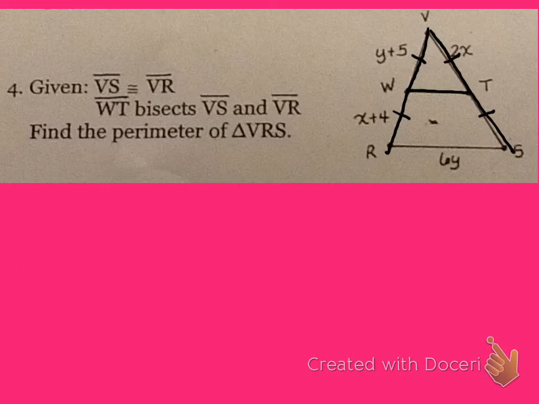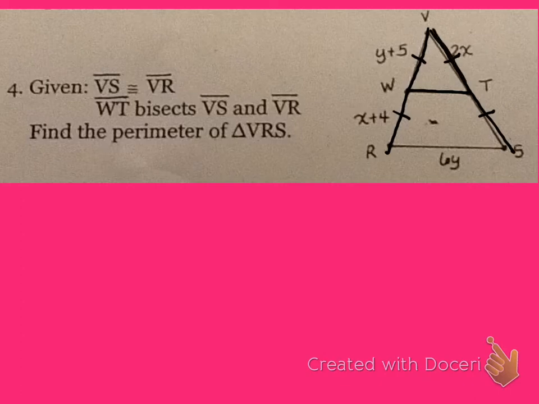So it says find the perimeter of triangle VRS. Well, in order to do that, I need to find the length of all of the sides. And right now, I have a couple expressions. I have x's and I have y's. So a lot of students started off by saying y plus 5 equals 2x. That's great. But if you're trying to work smarter here and not harder, you would want to put the two expressions together that have the same variable so that you can just immediately solve it.